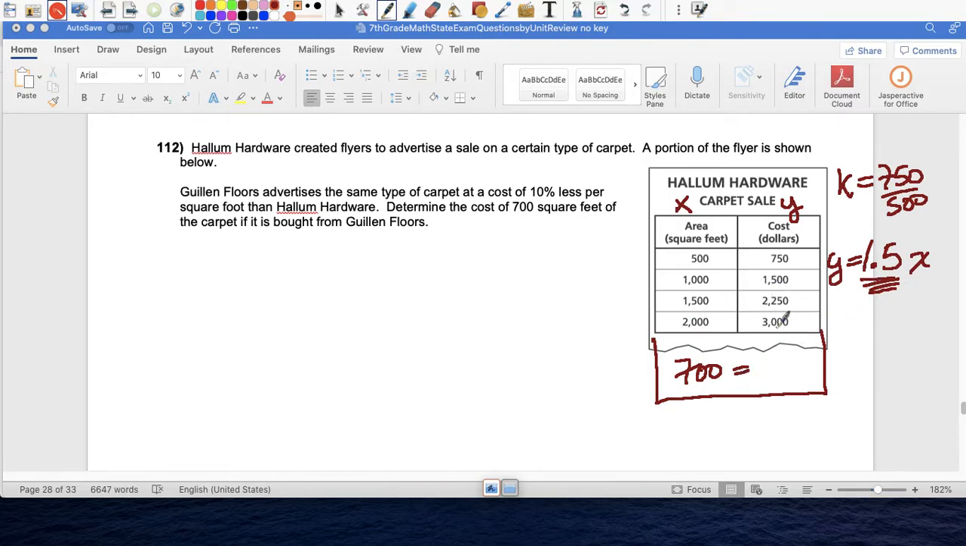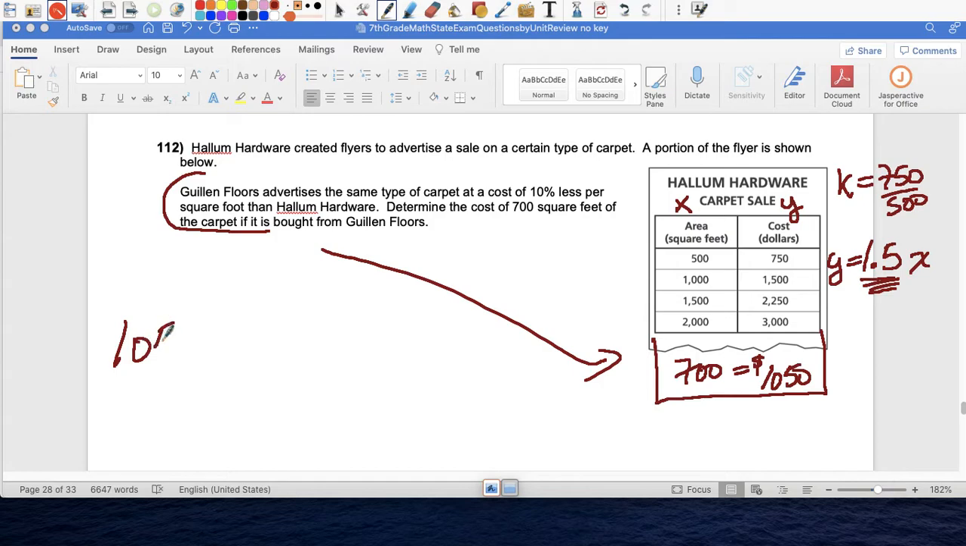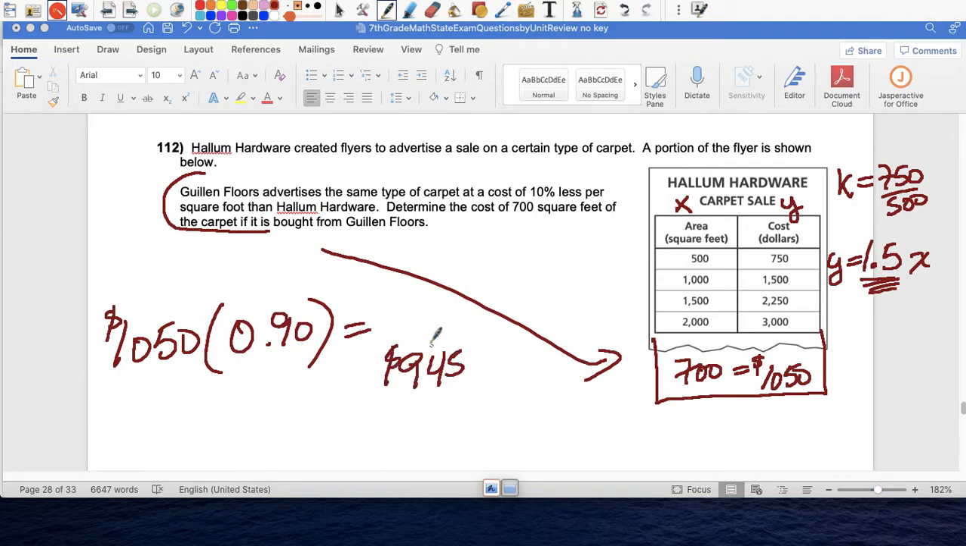So if you buy 700 square feet, let's just multiply that by 700. You're paying $1,050. Now Gillian, which is a competitor, actually knows this, and they are going to sell it for 10% less. So Gillian is going to take that 1,050 and sell it for 10% less. 10% less means you're paying for 90%, right? After the 10% discount, 1,050 times 0.9 gives you 945. So if you went to Gillian Floors, that's how much you would pay, $945, because that's 10% less than this guy right here.